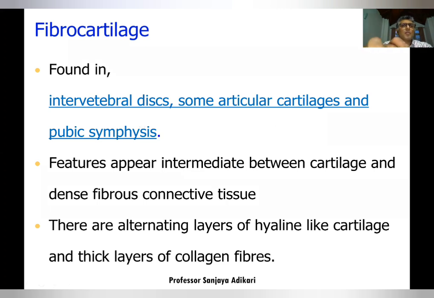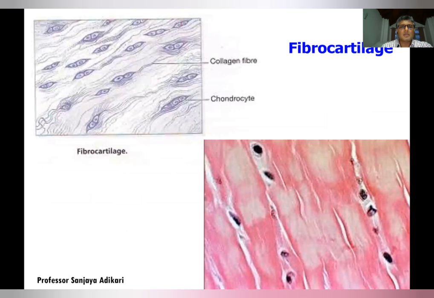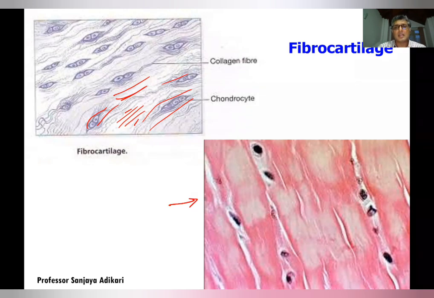As I said before, fibrocartilage has features intermediate between proper cartilage and dense fibrous connective tissue. If you look at the picture, you can see alternating layers: this is a cartilage layer and this is a fibrous tissue layer. Again, you get a cartilage layer and a fibrous tissue layer like that. So here also, it's cartilage in certain places, then fibrous tissue in other places.